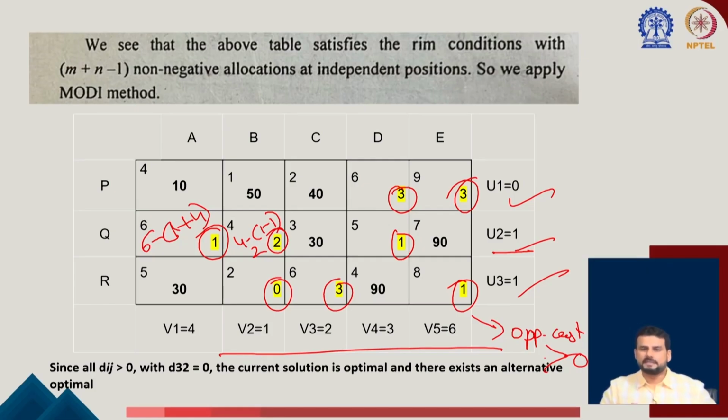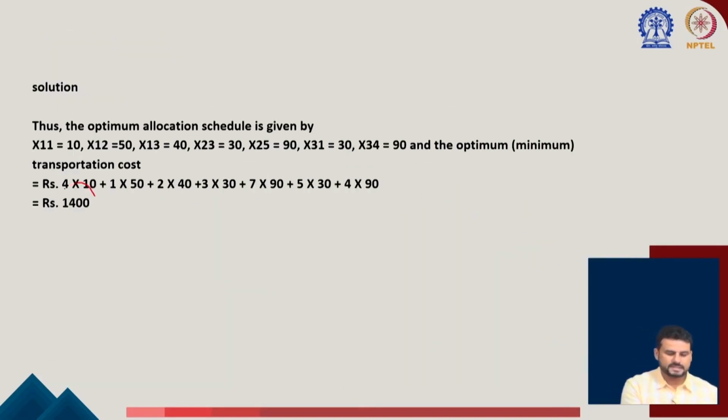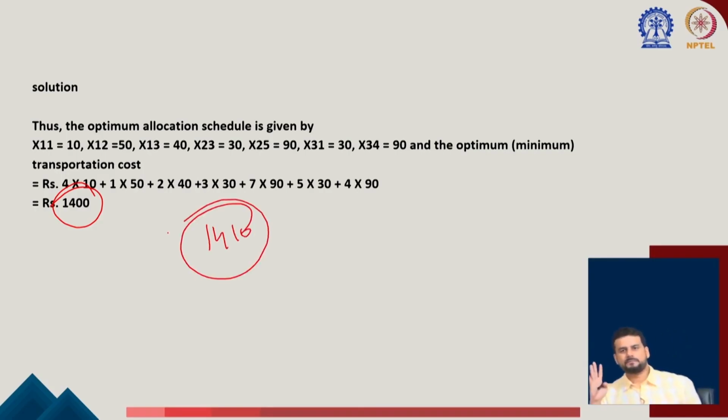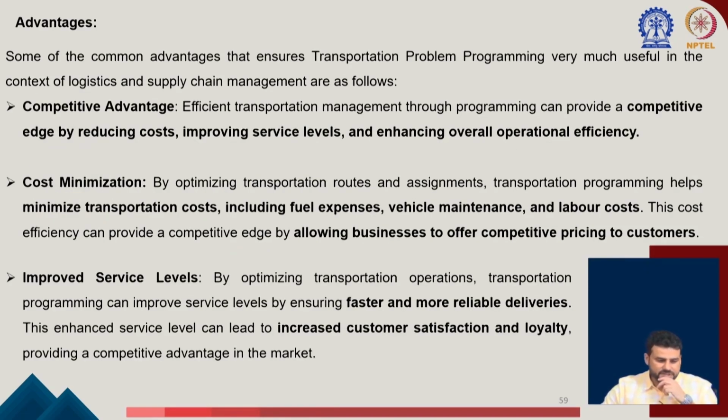So this is the optimal solution, because if you change the allocation from here, it is not going to minimize the cost. So this is the optimal solution, right. So this is the complete numerical you can see, and total cost is 1400. Earlier we were getting, I think, 1410. So this is how you can minimize the total transportation cost. This is the minimum cost possible with that setup. So this is the complete algorithm of how we can apply the transportation algorithm.